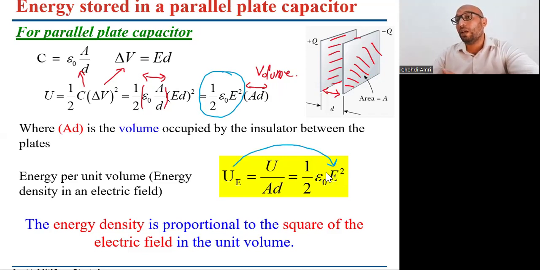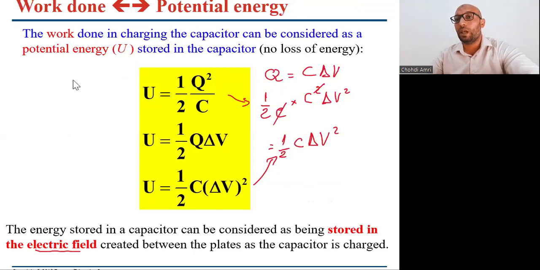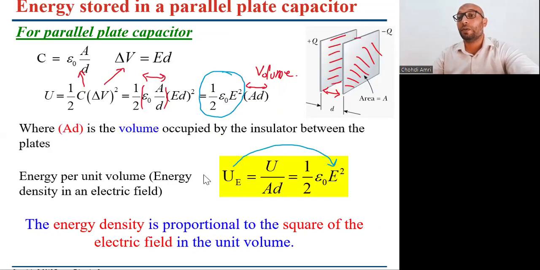So we can say that the electric potential energy of the capacitor is stored in the electric field. So the energy density is proportional to the square of the electric field in the unit volume. Okay, so we are done. These are our equations. The first equation is for the potential energy. The second equation is for the energy per unit volume, or the energy density in an electric field.